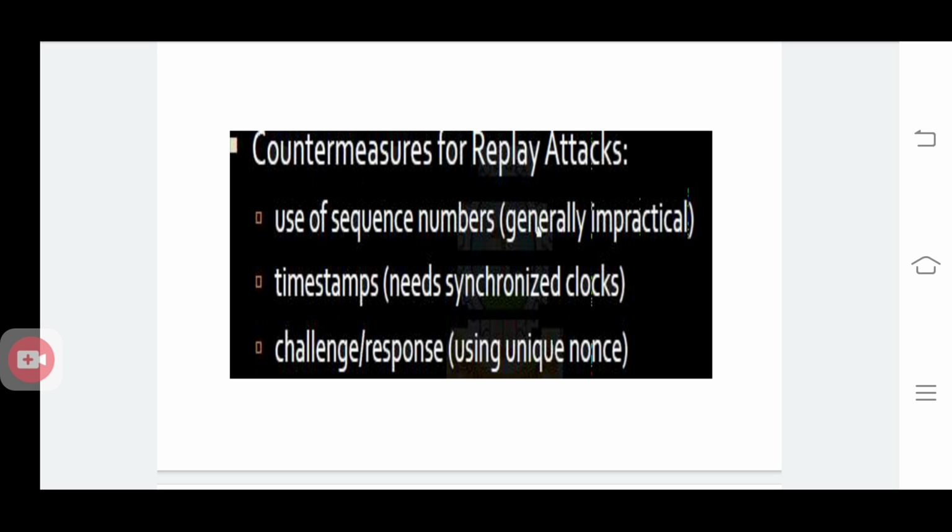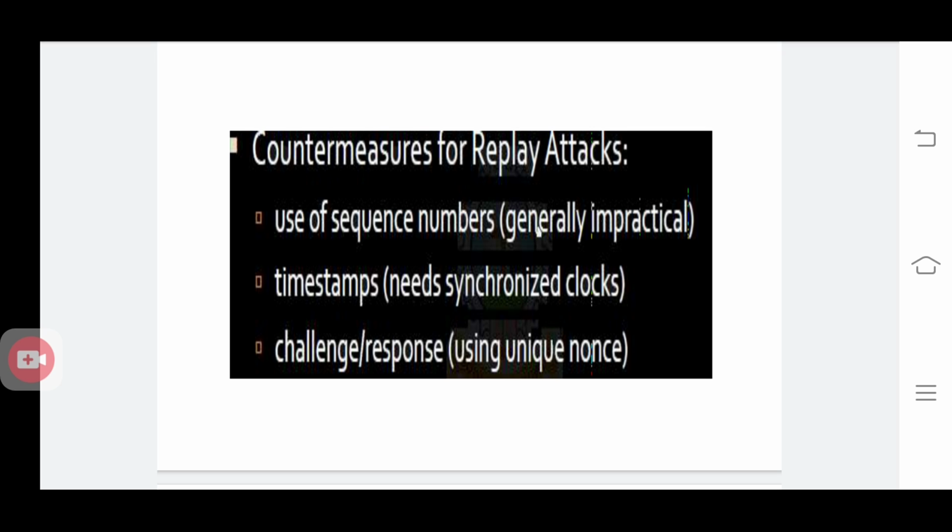So we use a timestamp mechanism. Here there is a need for synchronized clocks. To indicate that every message is fresh, the sender attaches a timestamp to the message. So there is a need for synchronized clocks in the timestamp mechanism.